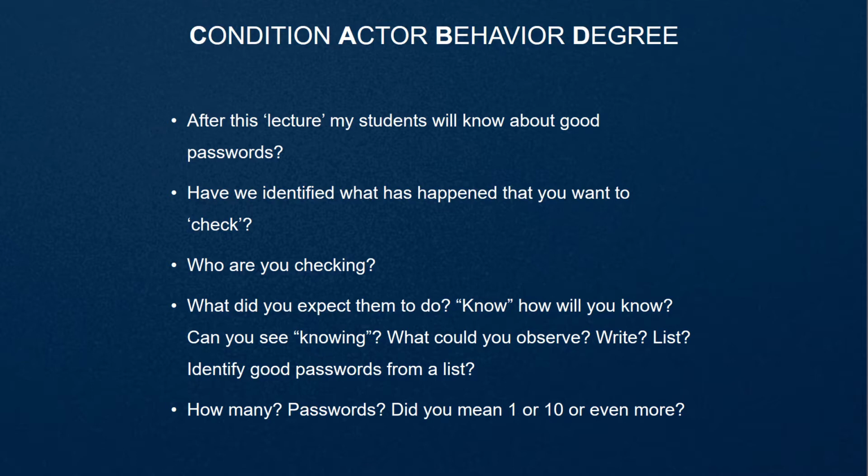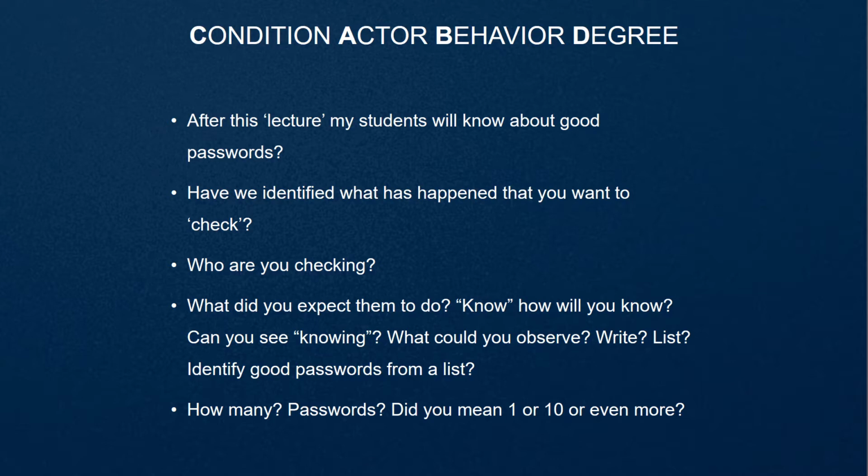So think about condition, actor, behavior, degree. Have we actually identified what has happened that you want to check? What condition has occurred? So after my lesson, who are you checking? My students. The actors, my students. The behavior. What do you expect them to do?